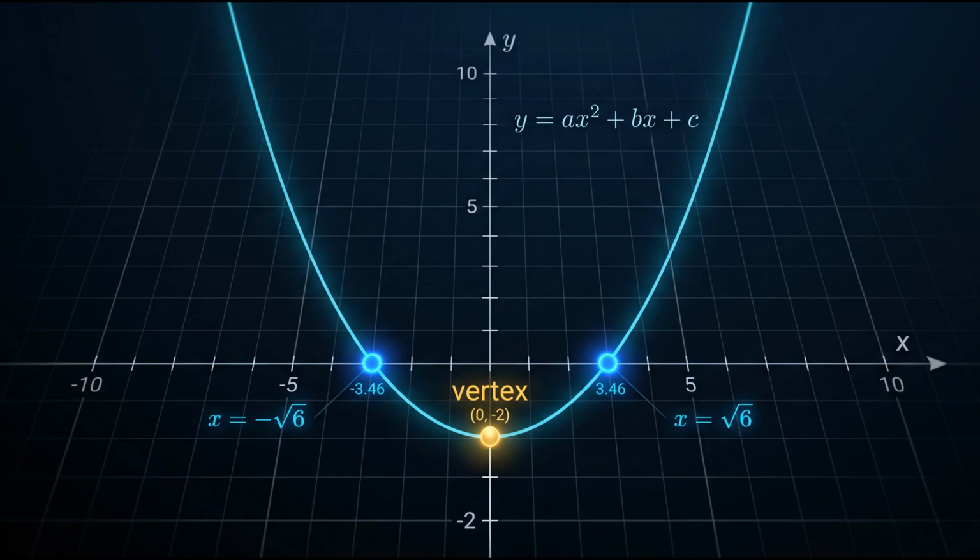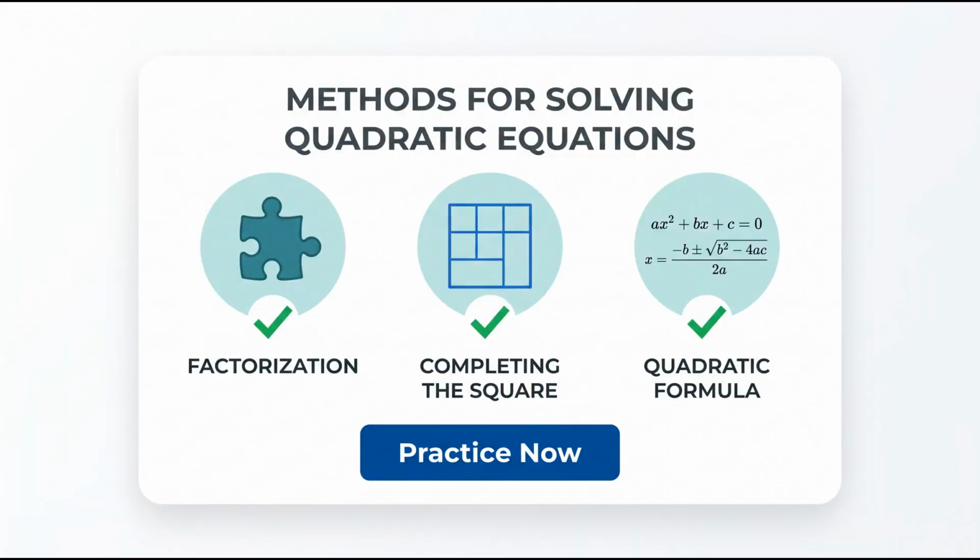Every quadratic equation traces this same U-shaped curve, and now you know exactly how to find where it lands. Remember, factorization, completing the square, or the quadratic formula. Pick your method, practice a few problems, and you've got this.